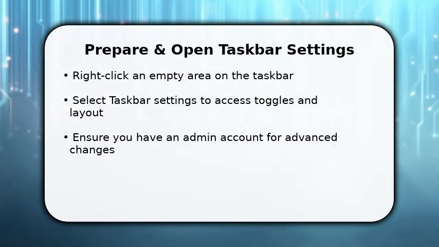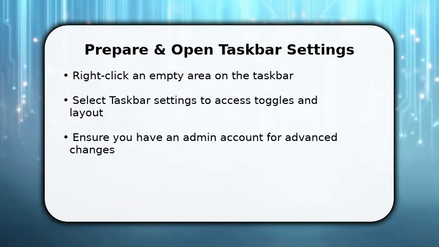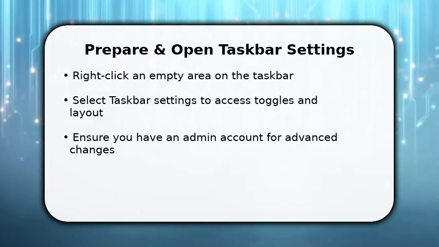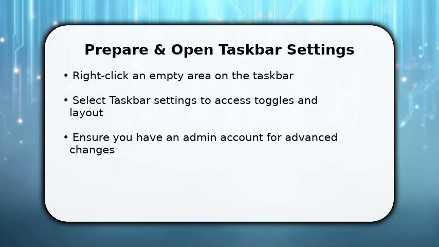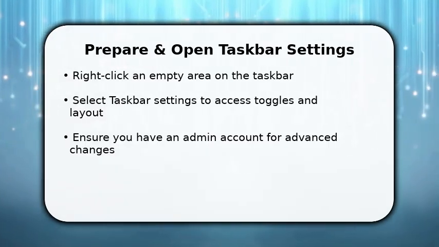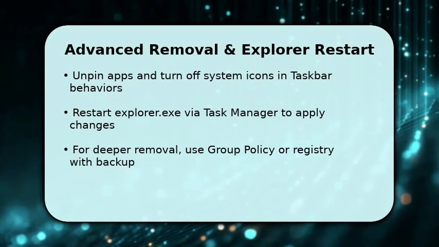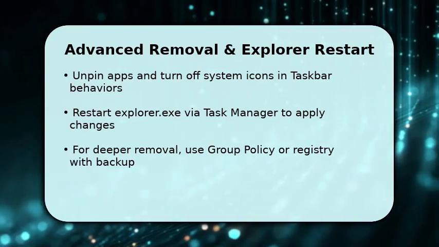Make sure you're signed in with an account that can change system settings because the next steps may require admin approval. This gets the taskbar out of sight immediately while preserving system files. Now proceed to more persistent removal. Unpin every app and disable system icons under taskbar behaviors so nothing forces the bar to reappear.